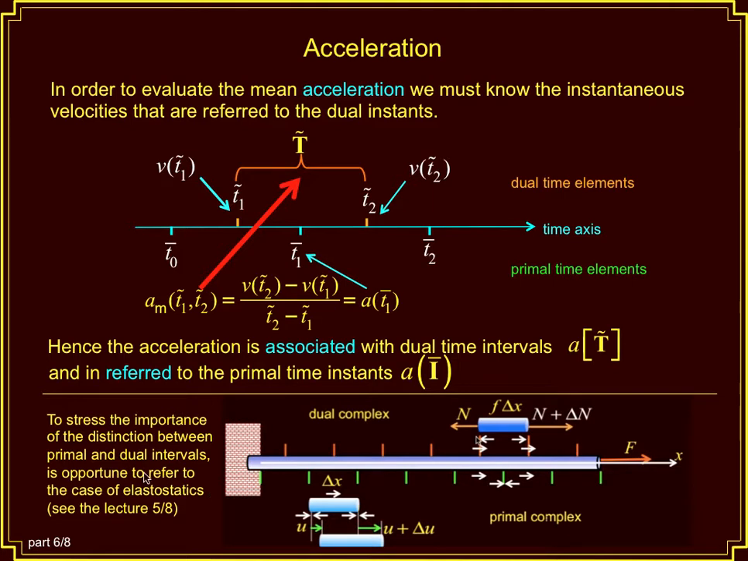To stress the importance of the distinction between primal and dual intervals, it is opportune to refer to the case of elastostatics that can be found in lecture number 5. We need the primal space intervals and the dual space intervals. Some variables are associated with a primal space interval, and some other variables are associated with dual space elements.